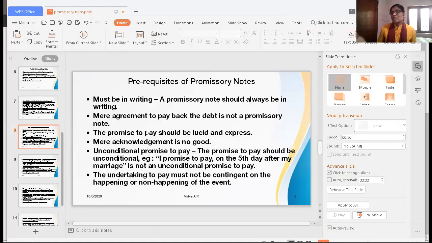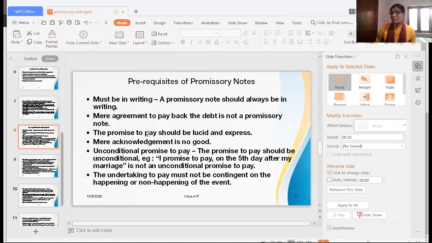ഞാൻ ക്യാഷ് പേ ചെയ്യാം എന്ന് മാത്രം എഴുതി കഴിഞ്ഞാൽ അത് പ്രോമിസറി നോട്ട് ആണോ? അല്ല. You have to clearly mention the amount of money which you have to pay along with the interest maybe. Interest വേണോ വേണ്ടോ എന്ന് നമുക്ക് തീരുമാനിക്കാം. That's something different. And there should be an unconditional promise to pay.